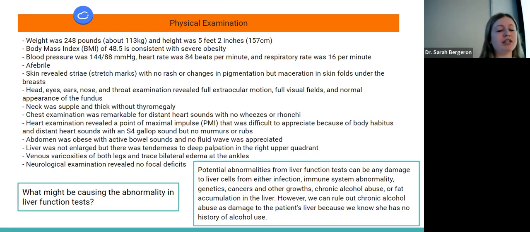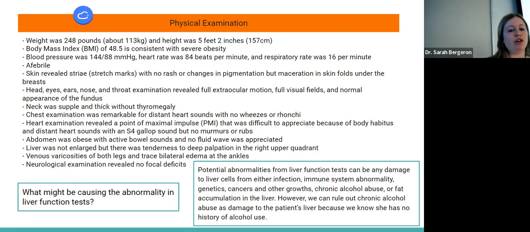Her blood pressure was 44/88 millimeters mercury. So her systolic is a little high, but her diastolic is pretty average. Her heart rate was 84 beats per minute. This is average for a woman her age. And her respiratory rate was 16 per minute. She is afebrile, which means she has no fever.